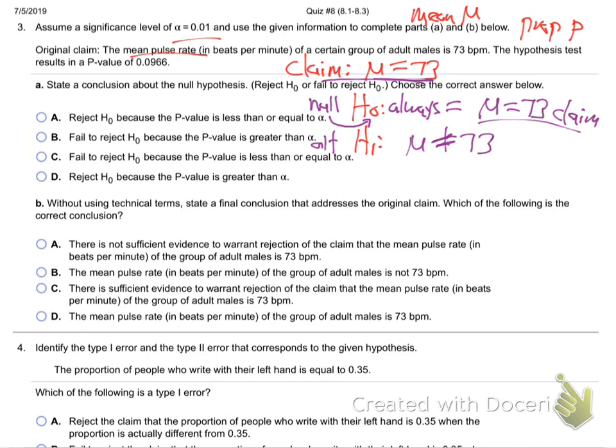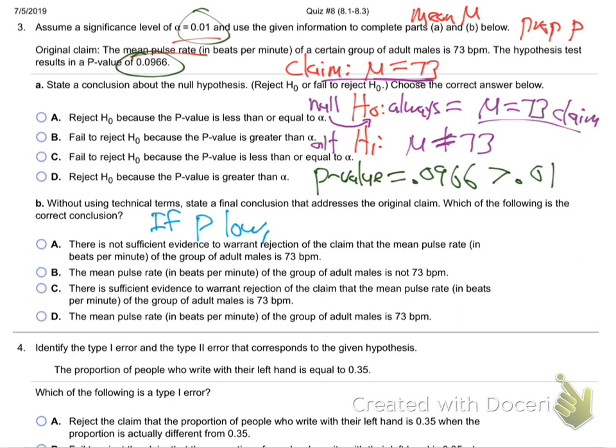All right. So now what's our p-value on this problem? Our p-value is right there, 0.0966. Okay, so how does that compare to our significance level? Is it greater than or less than? 0.09 is greater than 0.01, isn't it? So what does that mean then about our conclusion? Remember our main statement: if the p is low, the null, meaning H0, must go away. So if the p is low, the null must go.